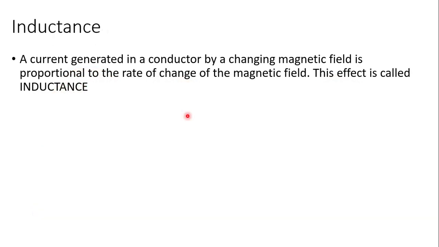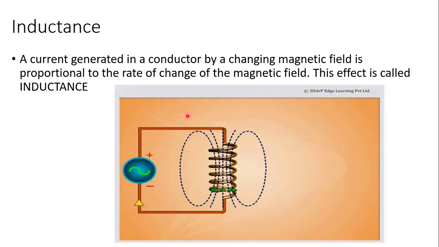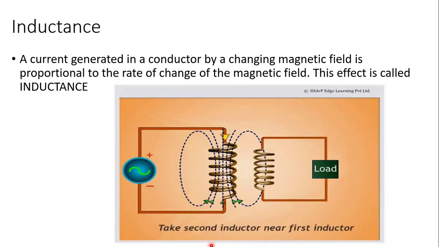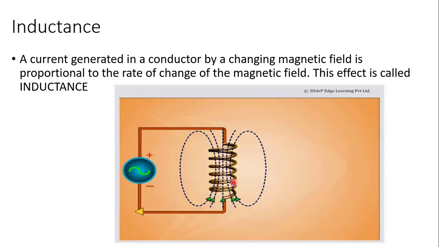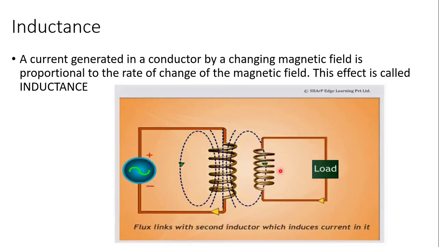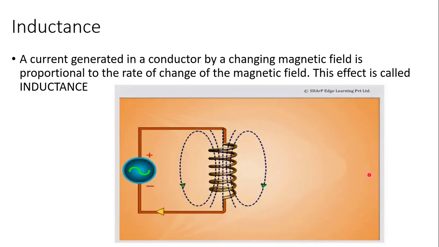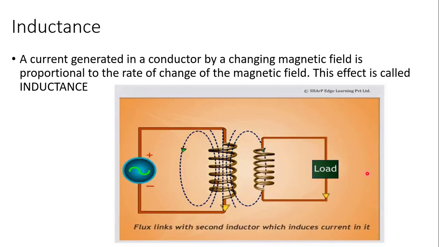So what is the inductor's benefit? The benefit is this: the current generated in a conductor by a changing magnetic field is proportional to the rate of change of magnetic flux. See in this case, initially there's one inductor. The current passes through it and it generates the magnetic field. When a second conductor comes very near to this inductor, it itself generates electricity. When it generates the electricity, it can be measured. So this effect is used inside the LVDT.